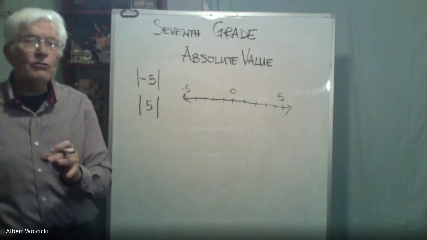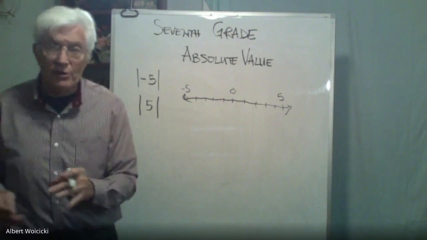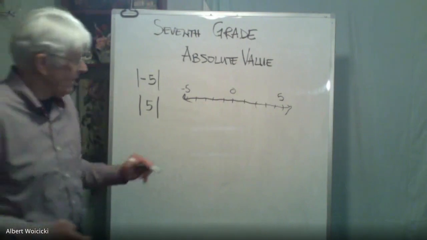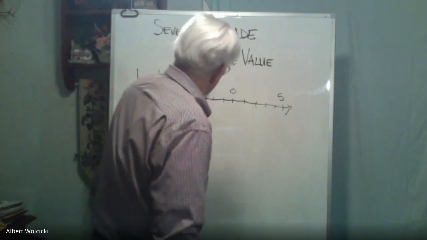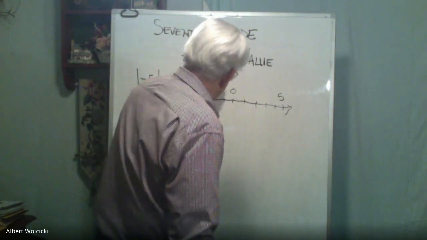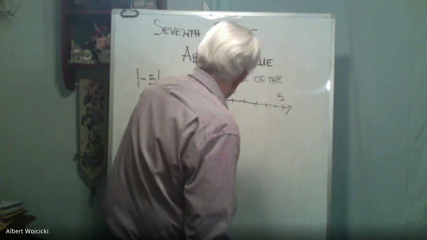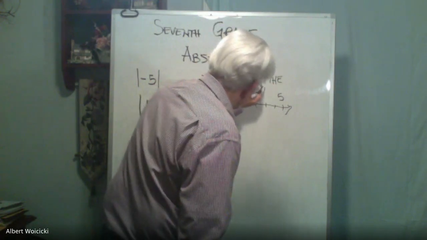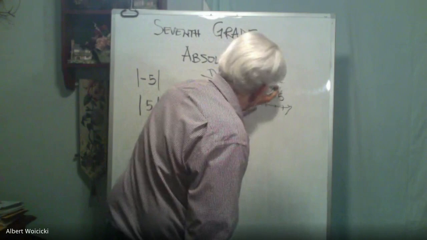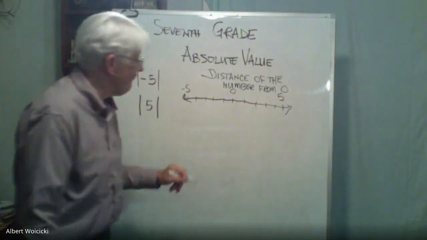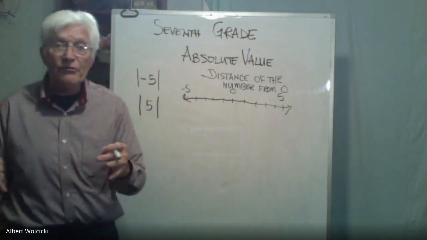The absolute value of a number is the distance of that number from 0. How far is that number from 0?